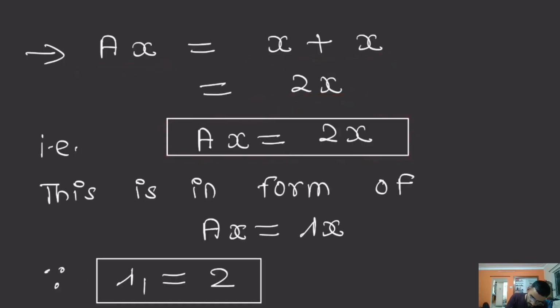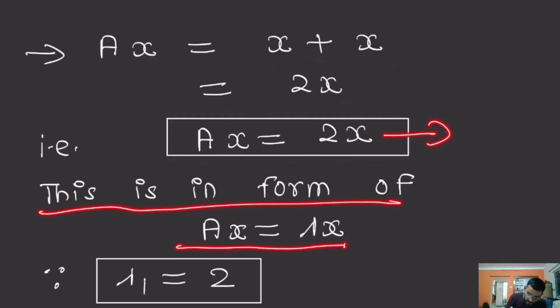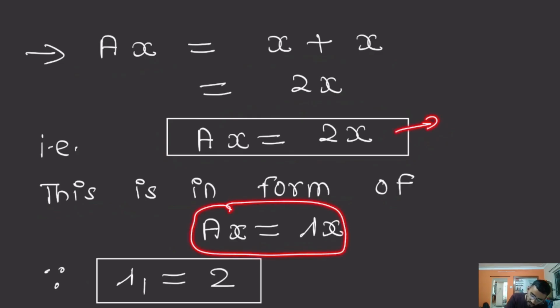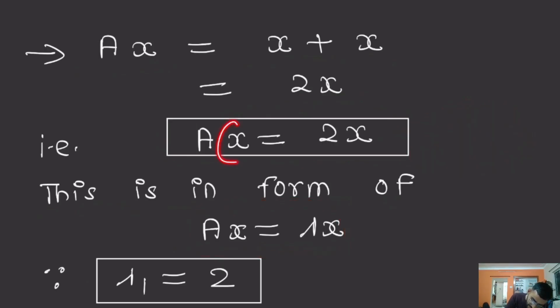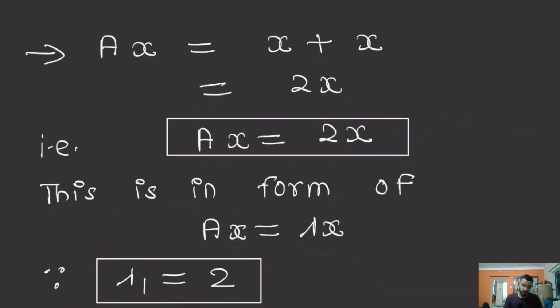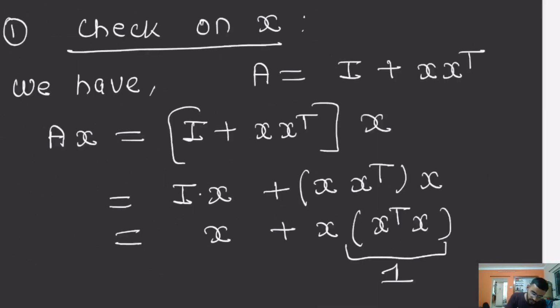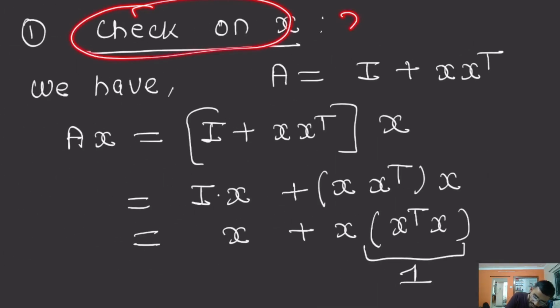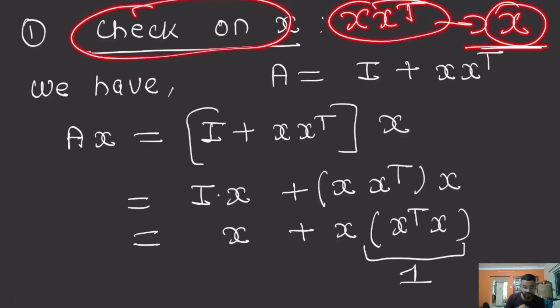If we see this equation carefully, it is in the form of Ax is equal to lambda x, which means this equation is in eigenvalue equation form. So x is an eigenvector of A corresponding to eigenvalue 2, which means we got one of the eigenvalues of matrix A as 2. What we have done is we have checked how xx transpose acts in the direction of x.